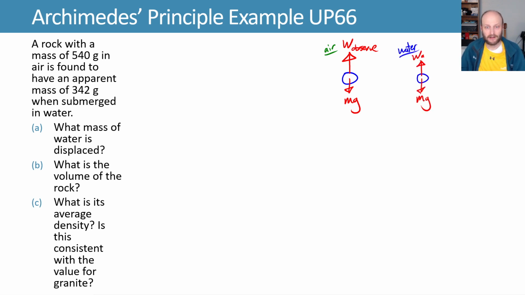Now in the water, we have mass times gravity acting down, weight apparent acting up. But now the buoyant force is also acting up, and that's why our weight apparent is less, because our buoyant force is pushing upward. So if you think about hanging this from a spring scale or putting this on a mass balance, however you're measuring this rock's mass, it's going to appear to weigh less in the water.